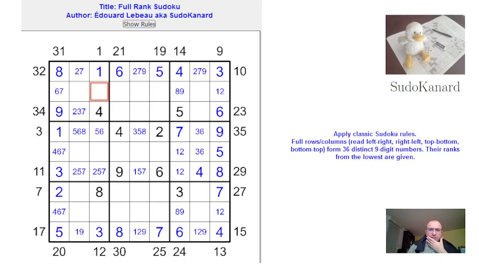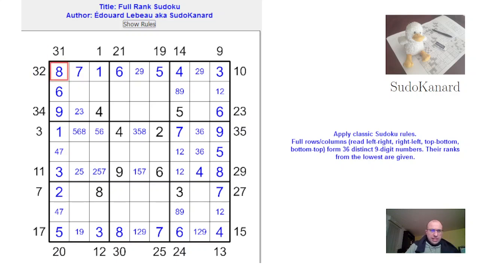What are we looking for at this point? Well, this 32, for example, means that the number starting here is bigger than the number starting here. So this can never be a 2. This has to be a 7, so that this is a 6. And let's remove that. So this 32 is bigger than this 31.